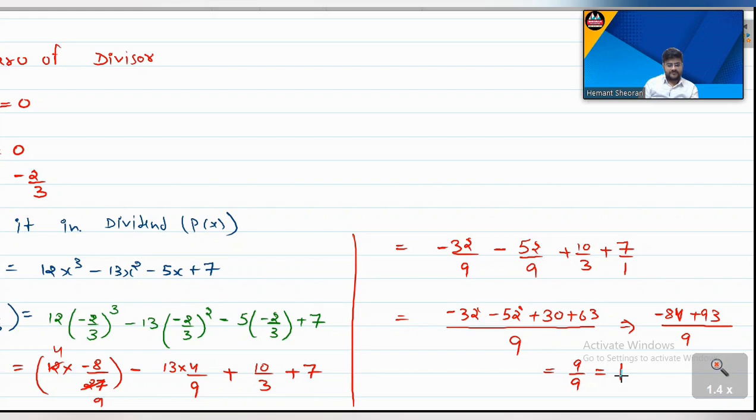So you have to be careful. If you do it with normal division, this question will be too complicated. Is it clear?